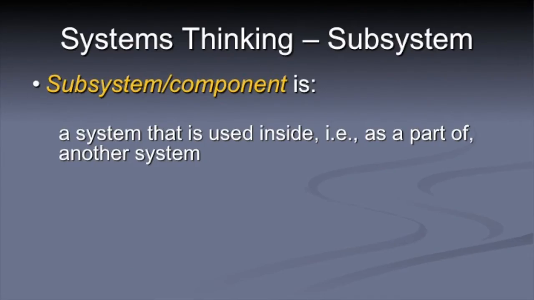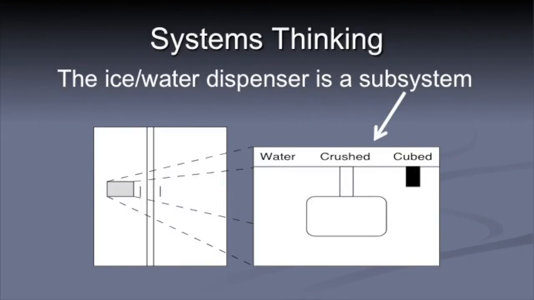A pivotal idea in systems thinking is the ability to build larger systems out of other systems. These internal systems found in a larger system are referred to as subsystems or components. Going back to our refrigerator example, we see that the ice and water dispenser is indeed a subsystem of the refrigerator. In fact, this unit has multiple subsystems, including a refrigerator, a freezer, the dispenser, the ice maker itself, etc.